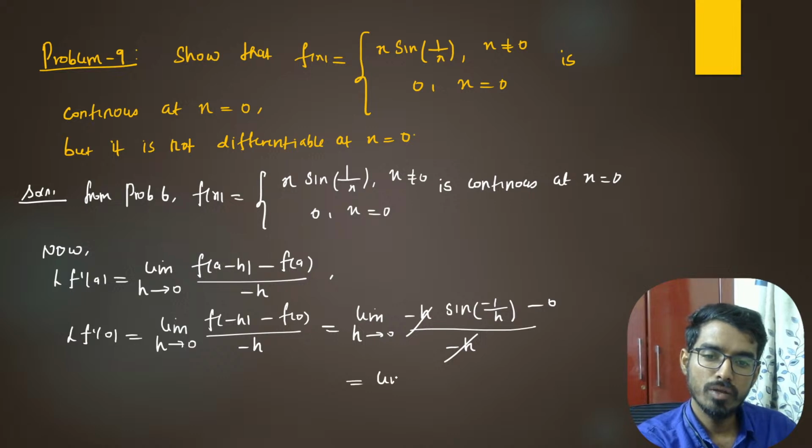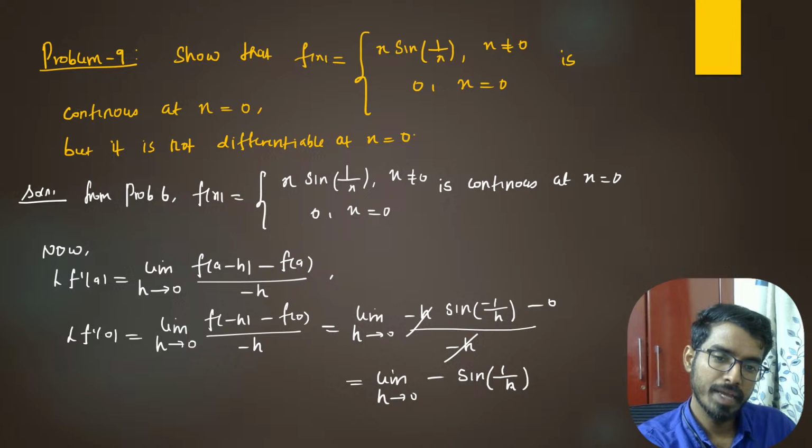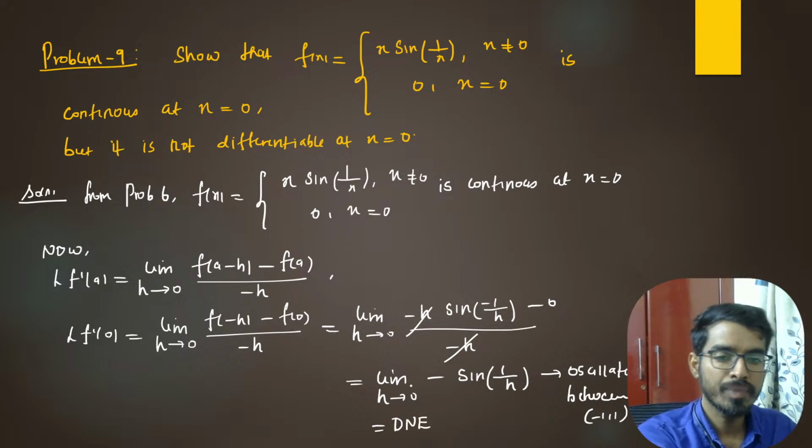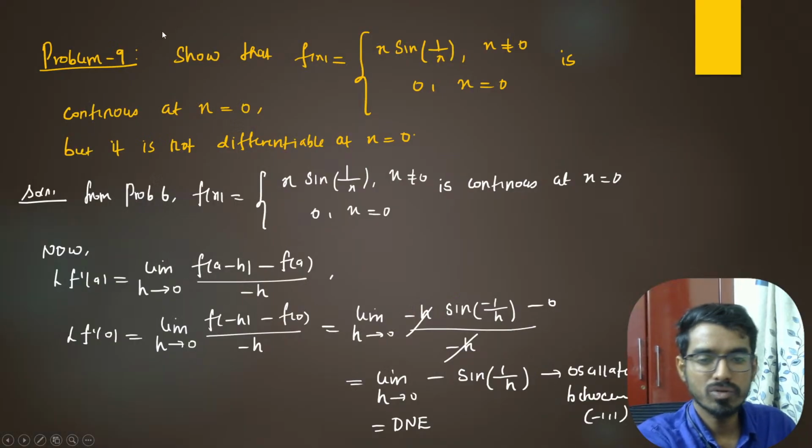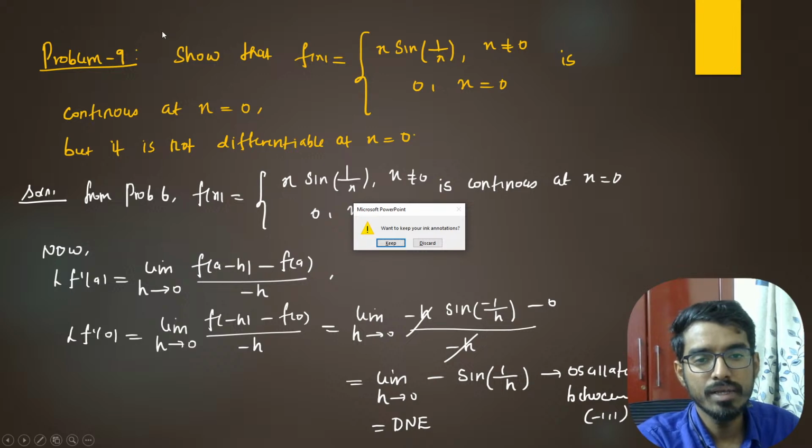You can see that you will have limit h tending to 0 of minus sine 1 by h, and you can see this oscillates between minus 1 and 1. So that means your L of f dash of 0 does not exist. When L of f dash of 0 and R of f dash of 0 both exist, both have to be finite and both have to be equal. Then only it is differentiable. But here itself we can see that L of f dash of 0 does not exist. So I can conclude that it is not differentiable at 0.